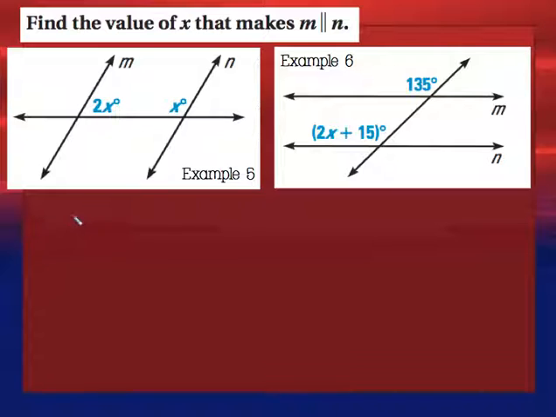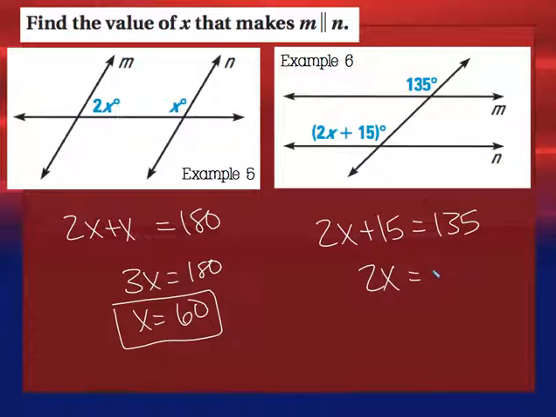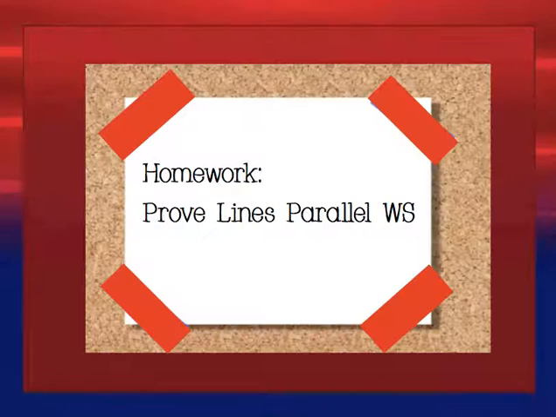These are also same side interior, so you add them up, set them equal to 180. 3x equals 180, that would make x equal 60. Now if you haven't tried any of these on your own, I really recommend you stop and try this one. These are corresponding angles, so they must be congruent. Subtract the 15, you get 120. Divide by 2, you get x equals 60. And that's it.